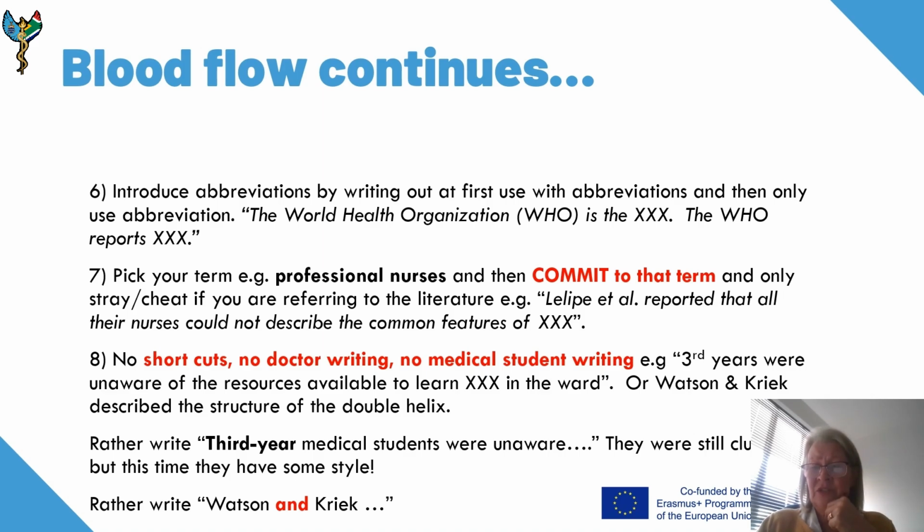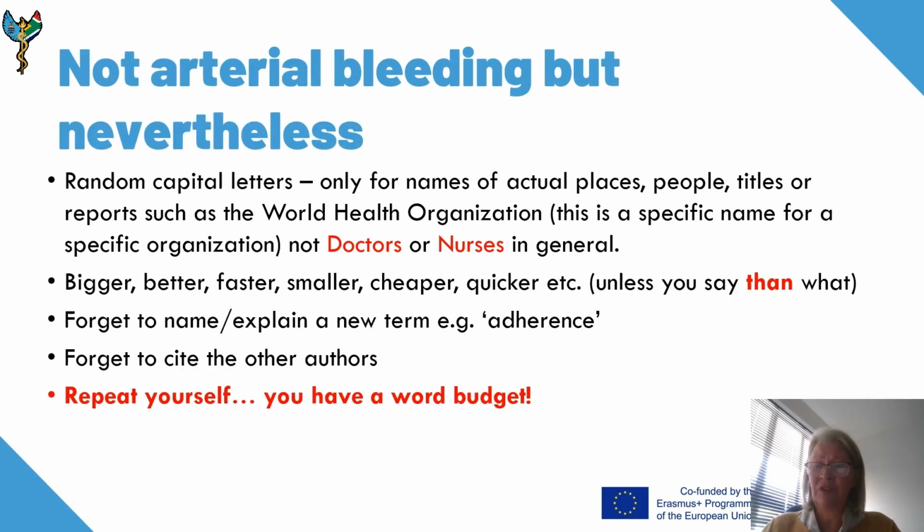Then no shortcuts. Don't write like a medical student. You don't write third-year students who were unaware of something, or that Watson and Crick with the ampersand sign describe the structure of the double helix. You write third-year medical students were unaware. They still don't know anything, but at least the style is correct. And you write Watson and Crick, so you write it out properly. So key for you, write it all out.